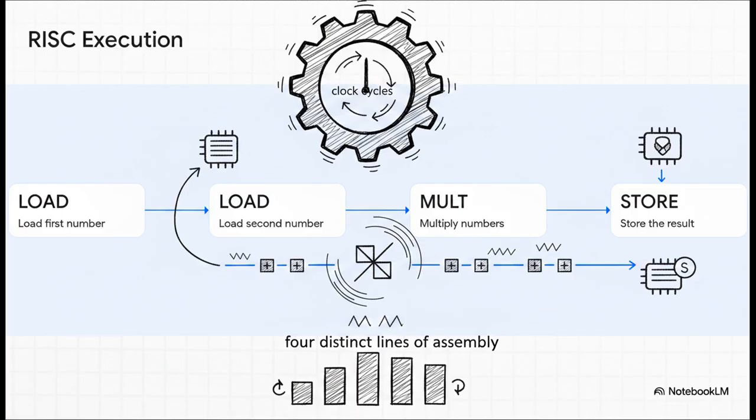Now contrast that with RISC. That complex all-in-one MULT command simply doesn't exist here. Instead, the task is broken down into much simpler commands. You'd actually need 4 distinct lines of assembly: one to load the first number, a second to load the next number, a third to actually do the math, and a fourth to store the result. So 4 instructions instead of 1. But, and this is the absolutely crucial part, each of these simple RISC instructions is specifically designed to execute in just a single clock cycle.